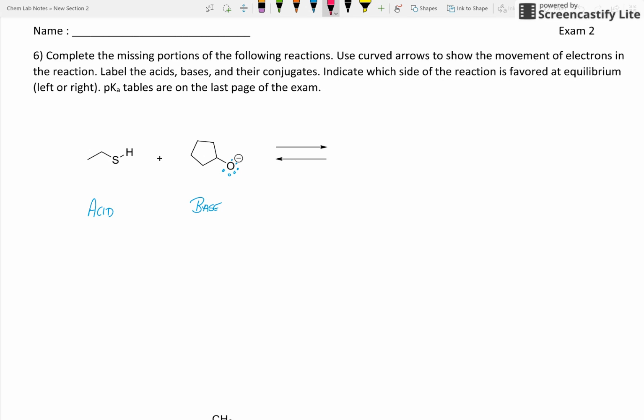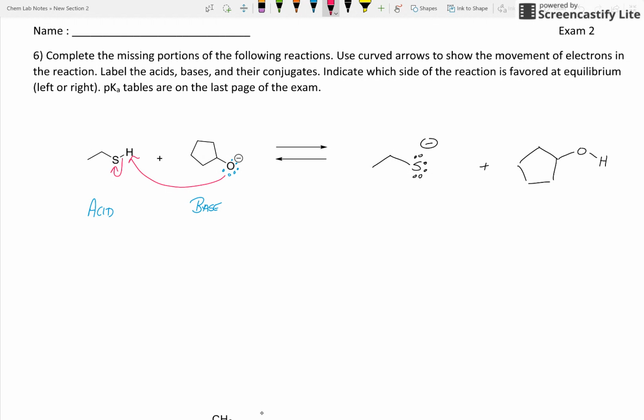Now we need to do some acid-base chemistry, right? It tells us to show the curved arrows for the movement of electrons. So we draw an arrow from the minus, from the base to the acid, from the minus to the proton. We make a bond, we break a bond. Okay, so let's show what's going on. So the sulfur lost a proton, so it gained a negative charge, and my base gained a proton, so it now has a hydrogen there.